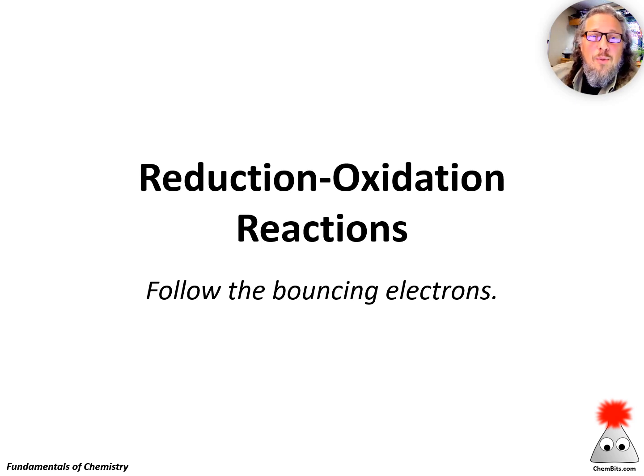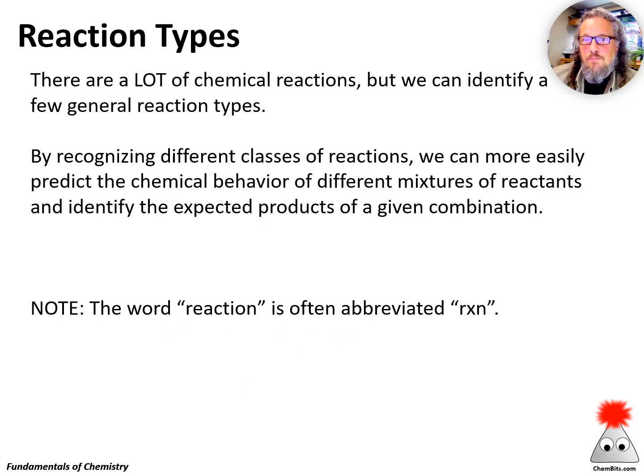When we talked about atomic theory, we said that most chemistry takes place in the electrons, in the electron cloud of atoms. So it makes sense that there is a very important class of reactions called reduction-oxidation reactions, where essentially what we're doing is following the bouncing electrons as a reaction takes place.